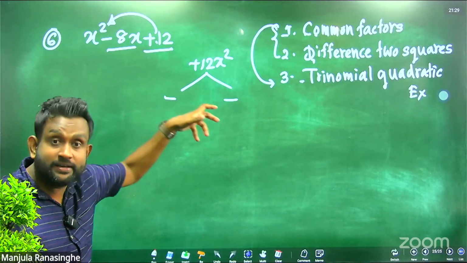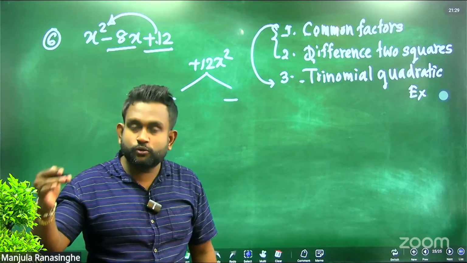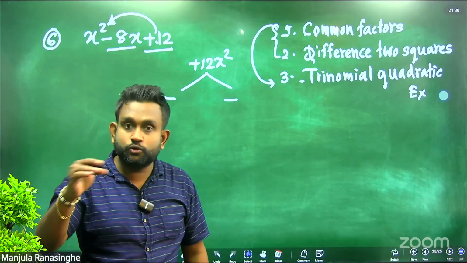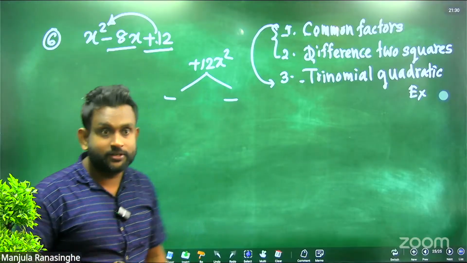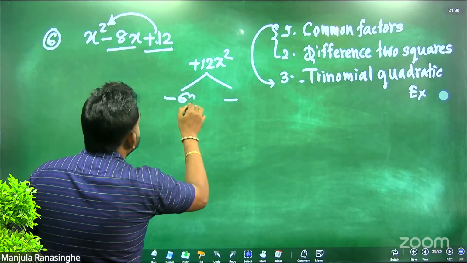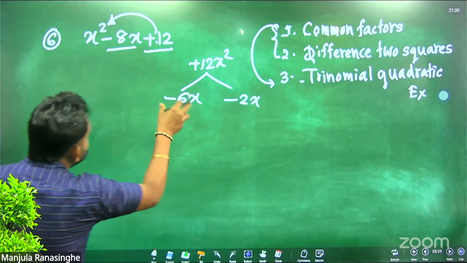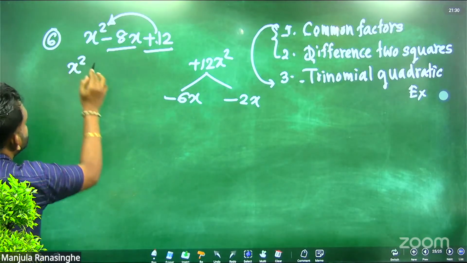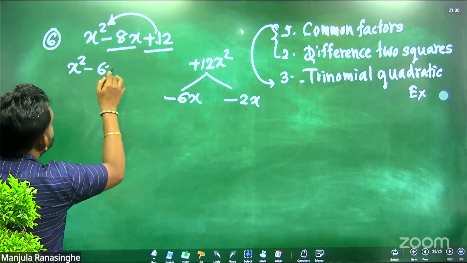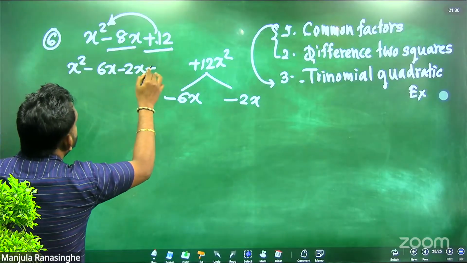So which pair is suited to that? Product 12 and sum 8. 6 into 2 is 12, 6 plus 2 is 8. So you apply here 6x, 2x. Then you replace these middle terms by these two terms: x squared negative 6x negative 2x plus 12.